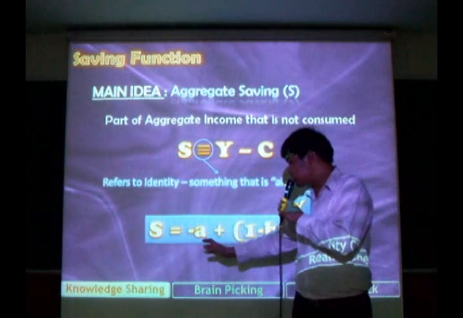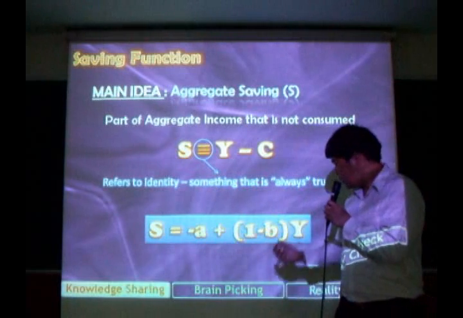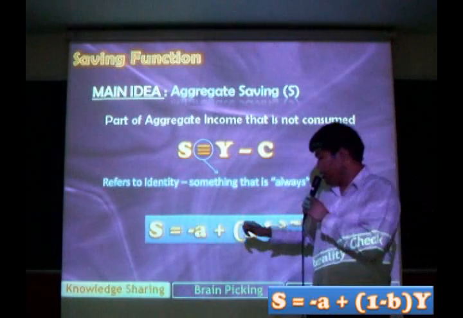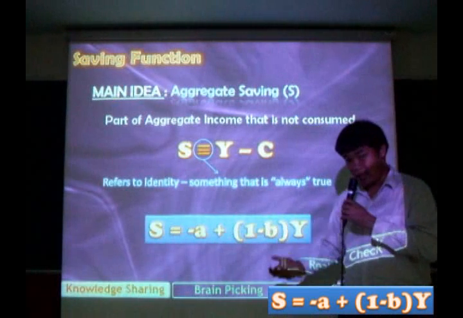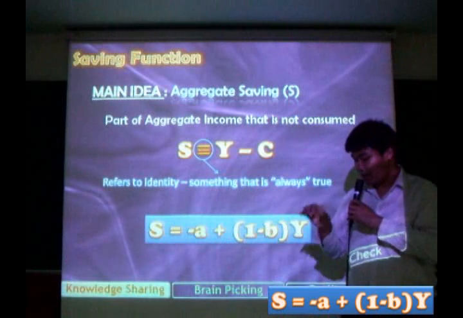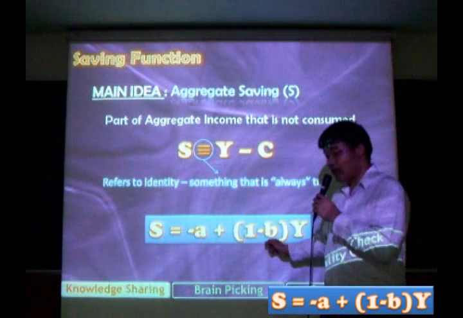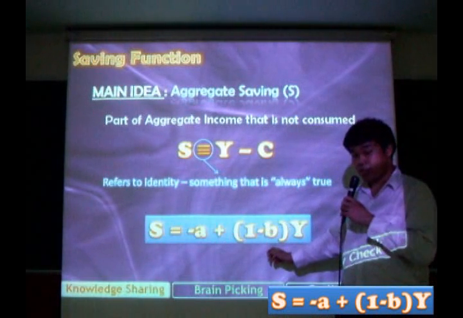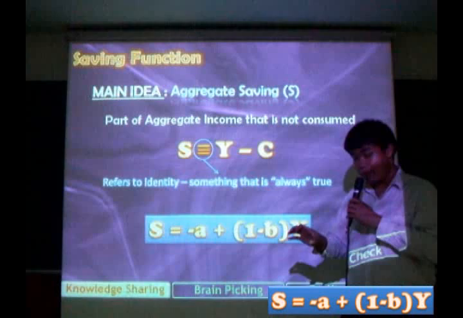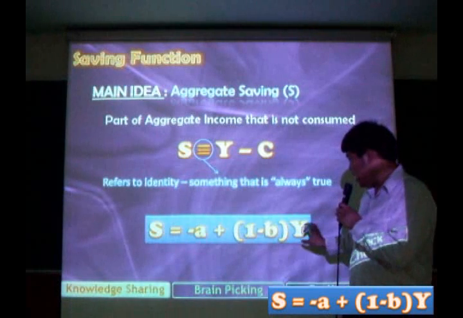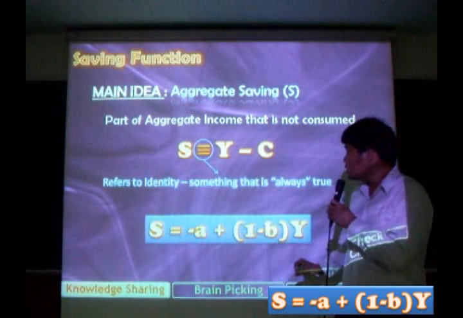And this is another way to find the saving. Autonomous is always negative because we spend it, and it is a fixed spending. B is the marginal propensity to consume, 1 minus B because we want the MPS, marginal propensity to save, and Y is the total income.